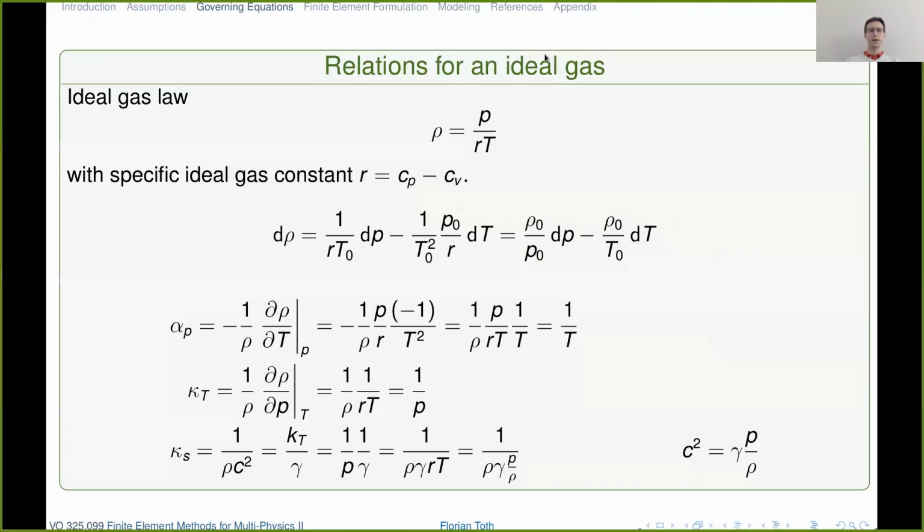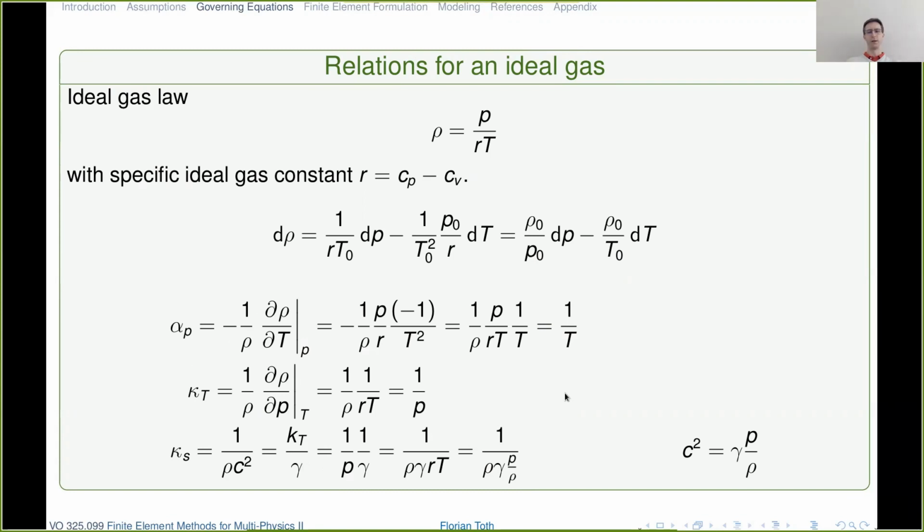Okay, let's look at this for an ideal gas as an example. We have the ideal gas law. Rho is P over RT, where R is the specific ideal gas constant. You can compute it as Cp minus Cv, so the difference in specific heat at constant pressure minus constant volume. And then you can do the partial derivatives, and you end up with these relations. And similarly, you can do this for the definitions of alpha p, kappa t, and kappa s.